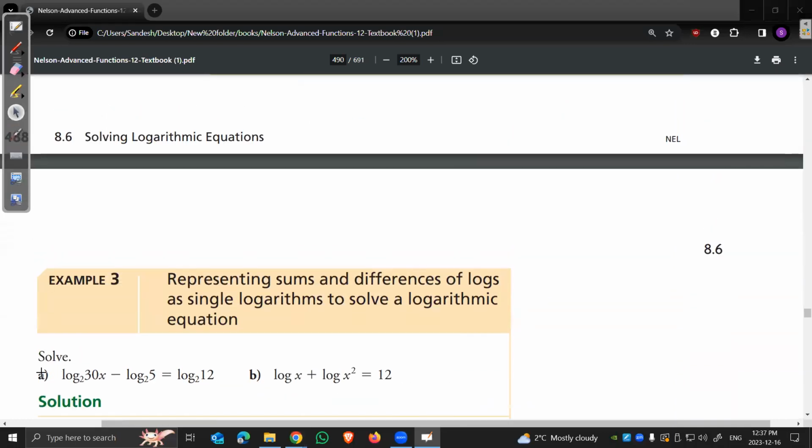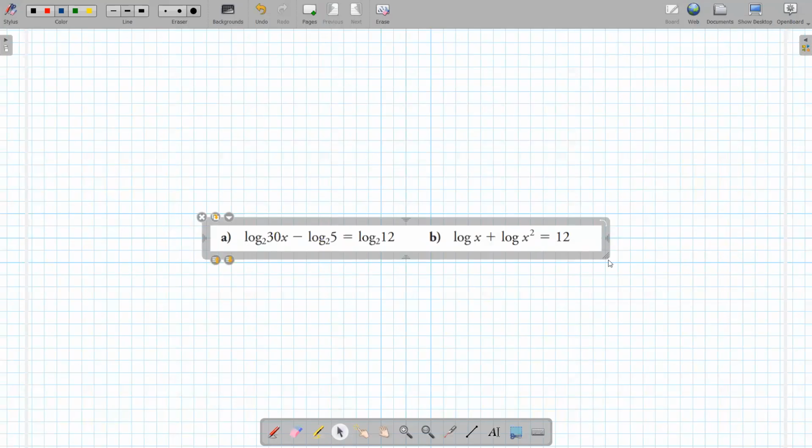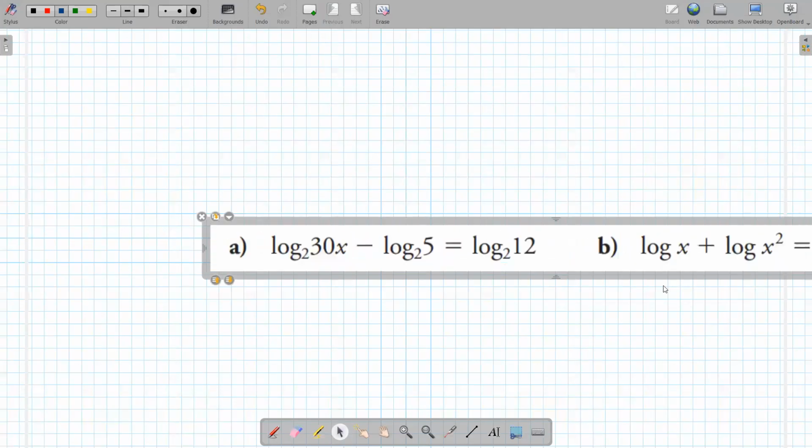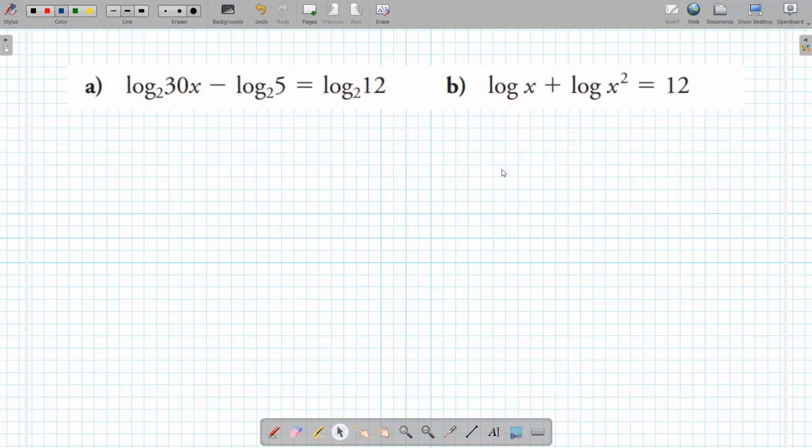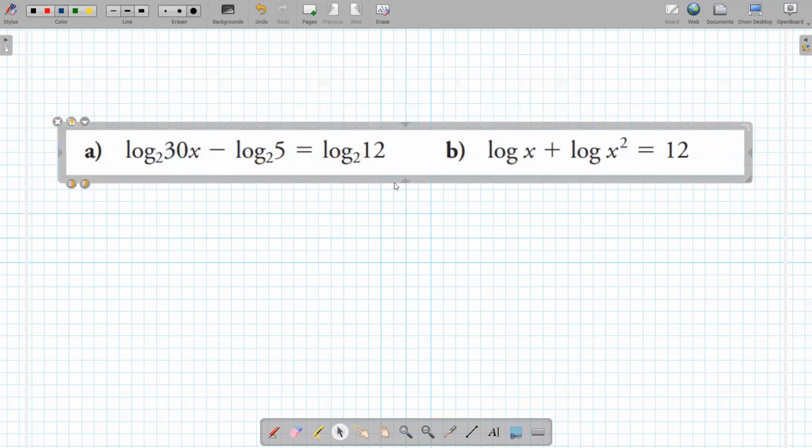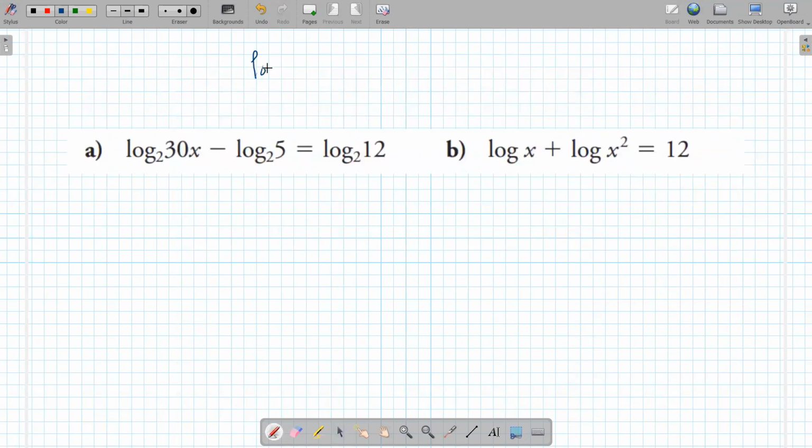These next ones, you have to use the log rules. Right now, you can't cancel any of the logs. But if you're able to combine them into one log, then you're able to cancel them out. These are the two rules. Log a times b is log a plus log b. And log a over b is log a minus log b.